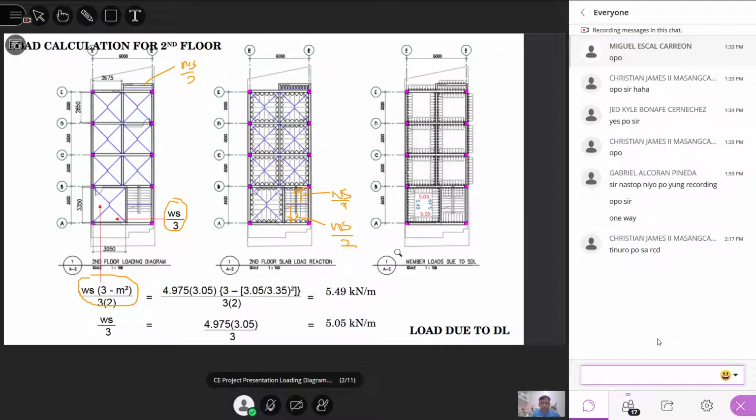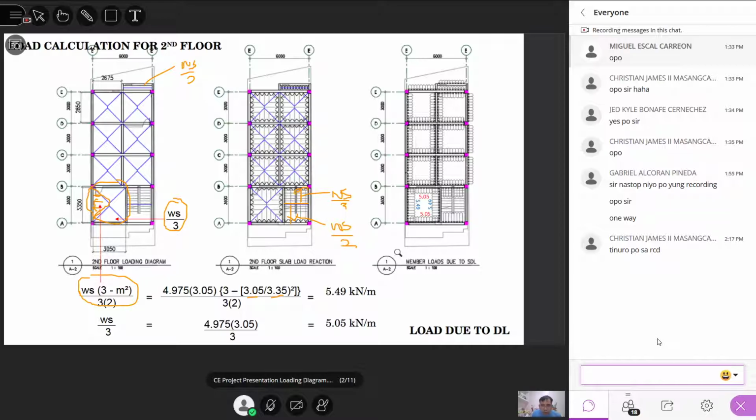First, let us consider this slab. Considering this slab, the trapezoidal form, which is this one, the action will be directed towards that direction. Again, that is simply equal to 4.975, which is the W, multiplied by 3.05. Ito, hinighlight natin, 3.05 multiplied by 3 minus the ratio of the short and the long direction, which is equivalent to 3.05 over 3.35, squared, all over 6.